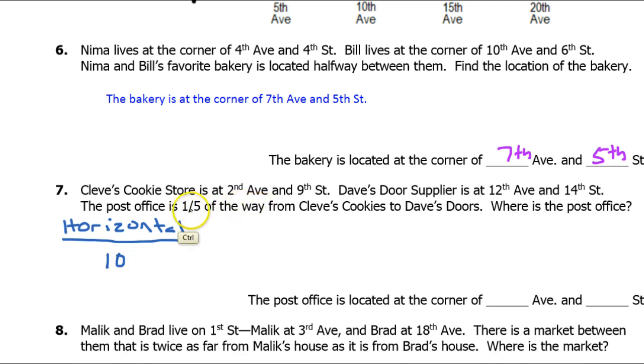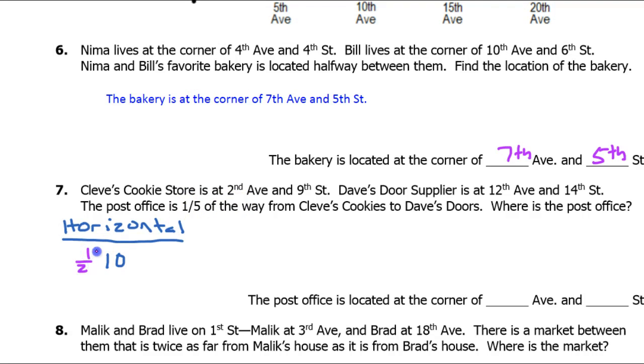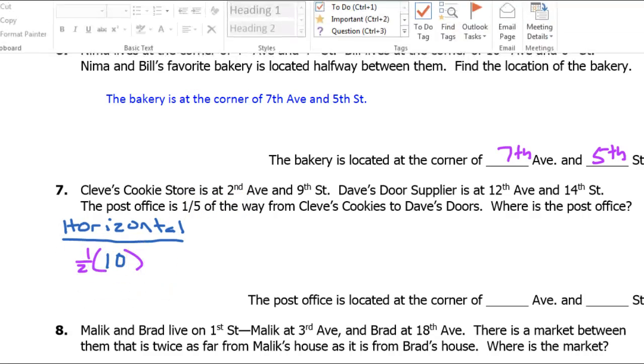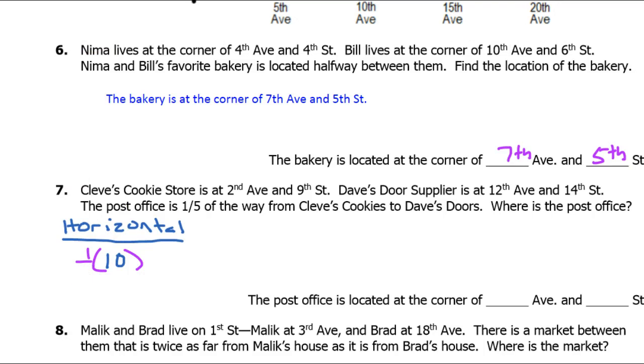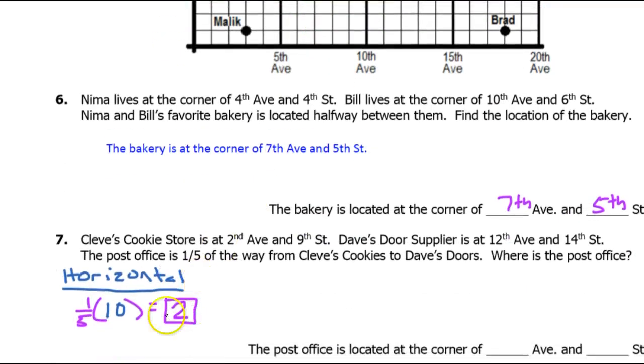Okay, so if I go 1/5 of the way, that's going to be my horizontal distance of the post office. Wait, why did I put 1/2? I meant 1/5 of the way. All right, so what's that going to be? That'll just be 2. All right, so that'll be the horizontal position of the post office. Now, okay, so meaning 2 away, maybe I shouldn't put a box around it. Okay, so far I just know that I have to go 2 away horizontally from Cleve.